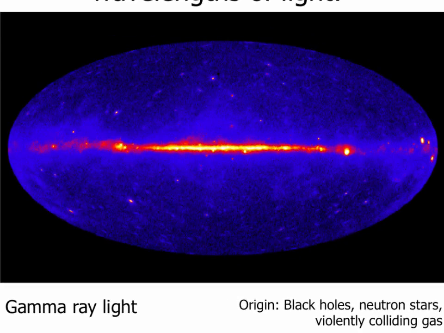Most of what you see in the Milky Way are neutron stars and black holes in the Milky Way. And most of what you see outside of the Milky Way are very distant galaxies that have gigantic black holes at their centers and are gobbling up tremendous amounts of gas. And they emit gamma rays.